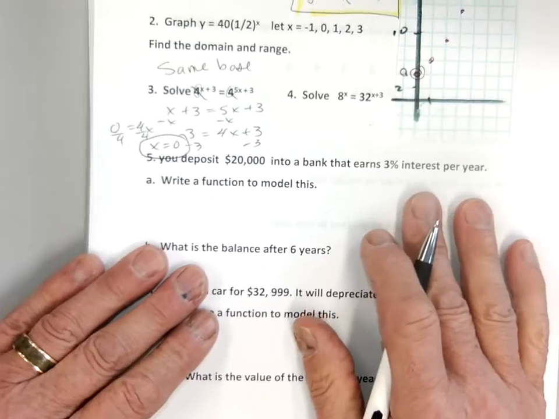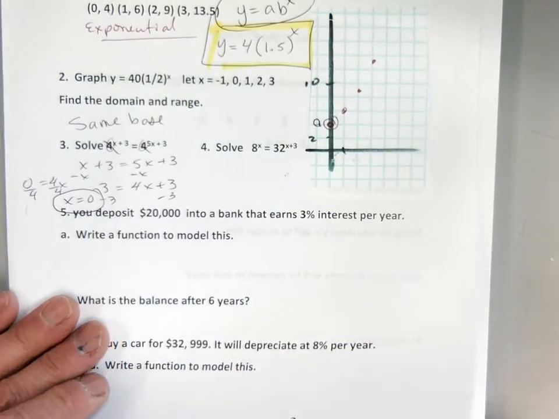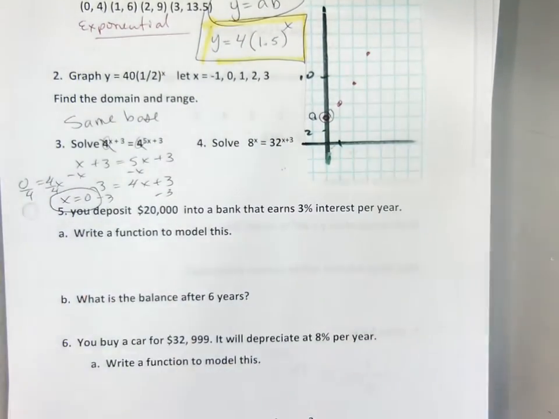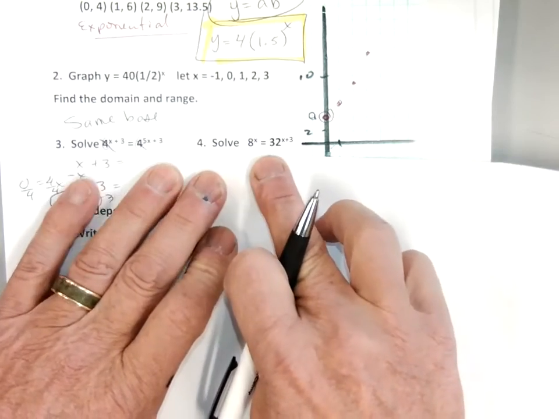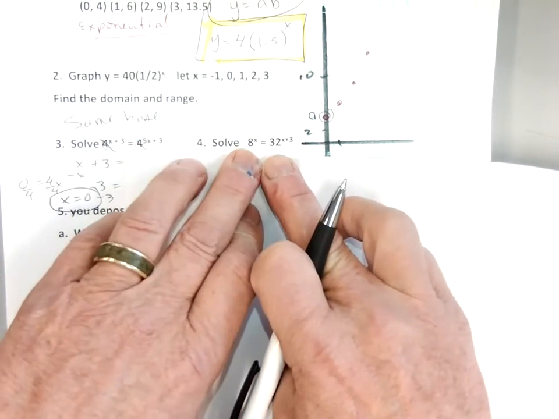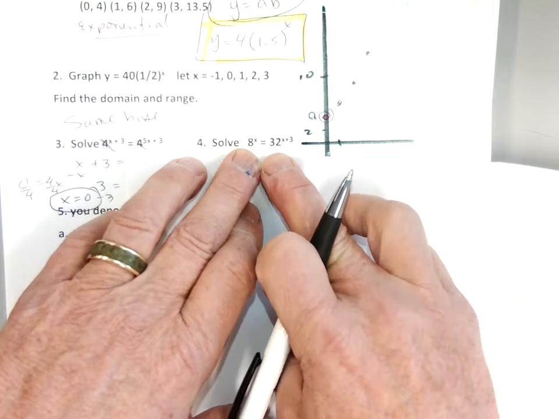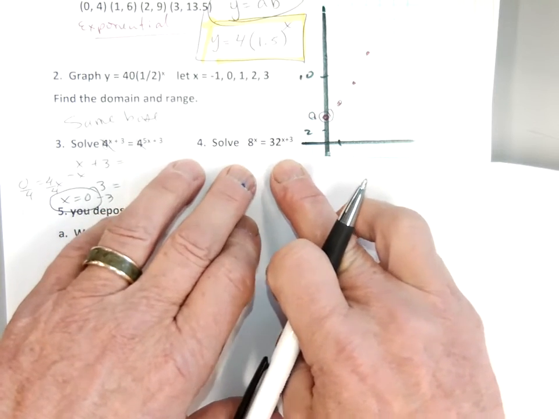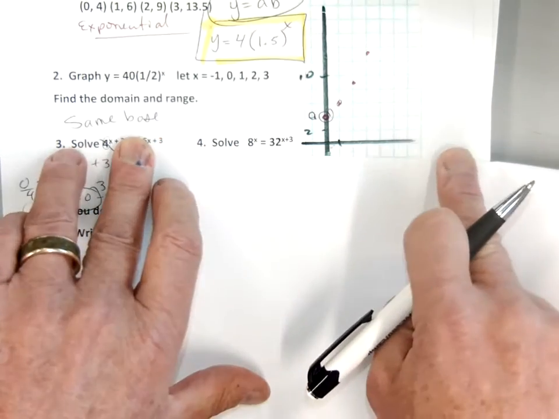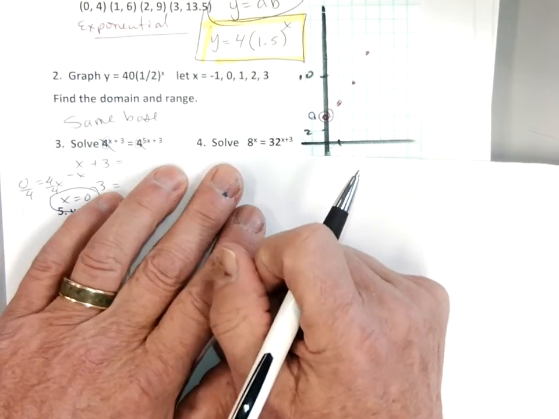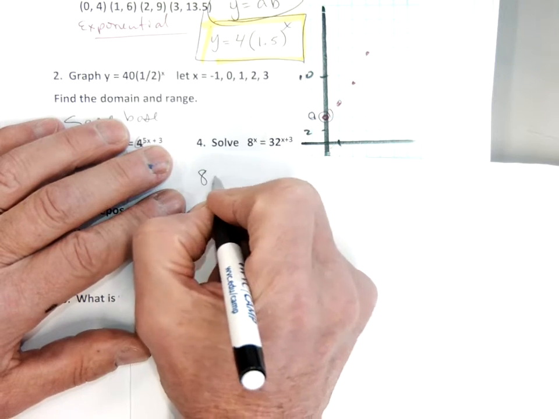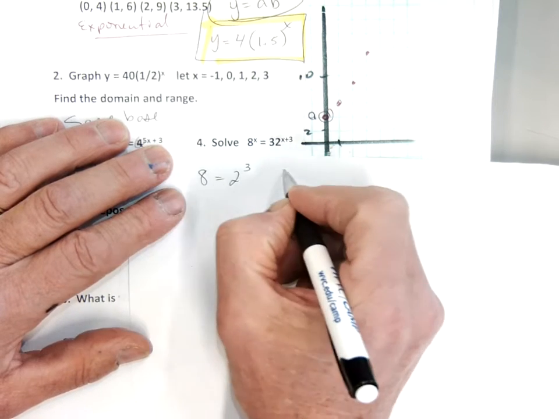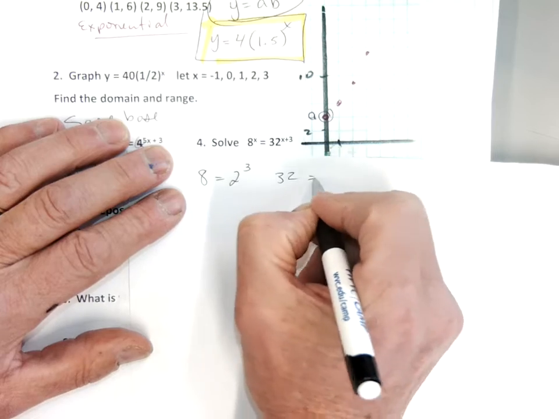Good. Okay, number 4. I may need a separate sheet of paper. That's okay. I'll do 4 on a separate sheet of paper. I run out of room. So what's my base? Same base. What am I going to change 8 and 32 into? It's going to be the same base. I can't change 8 into a 4 or 32, really. Base 2. Yeah. Base 2. So I know that 8 is 2 cubed and 32 is 2 to the 5th.